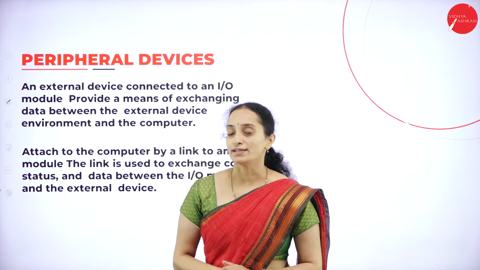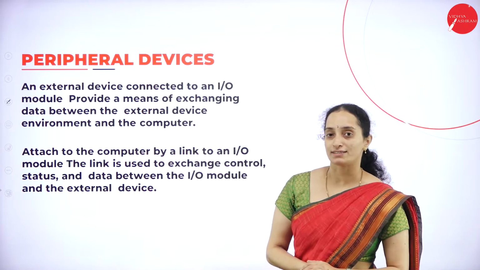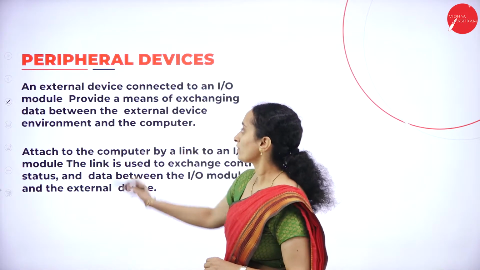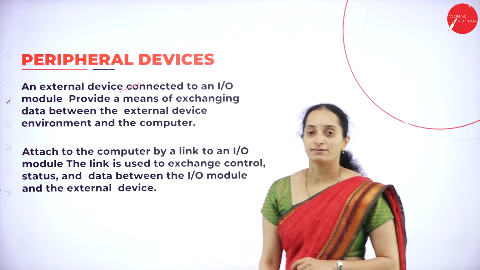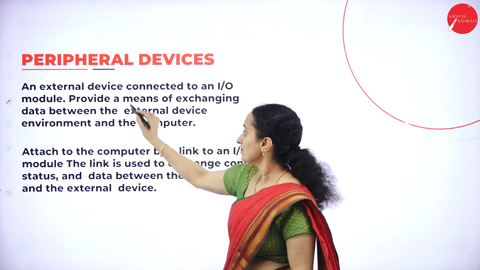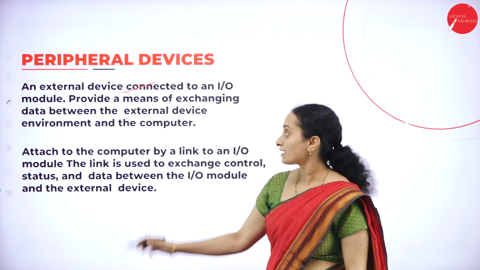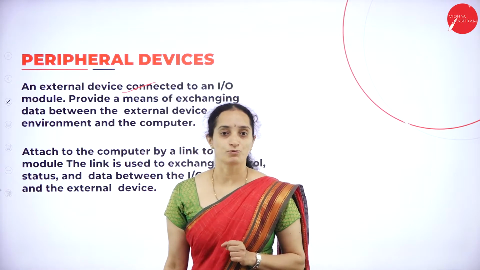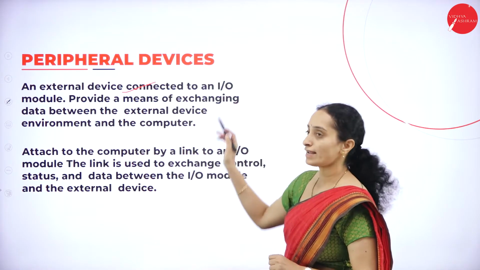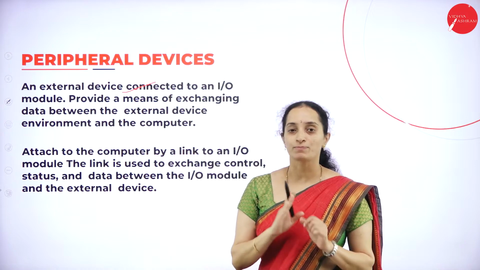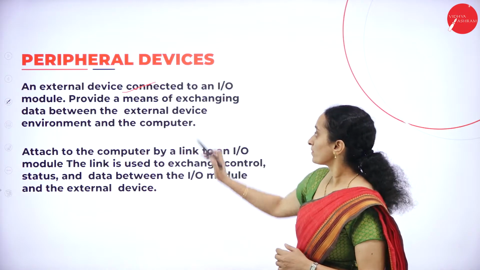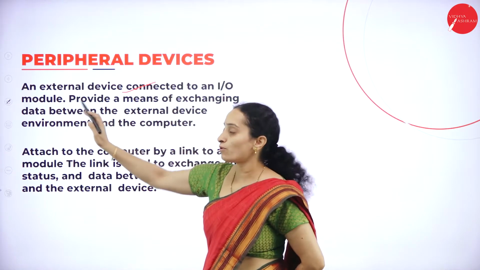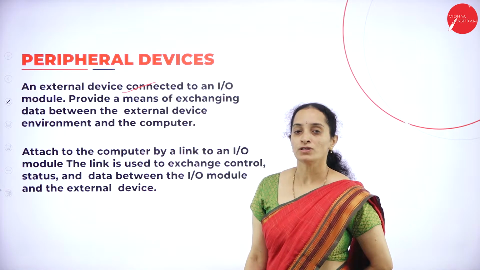Now, we shall look at some of the peripheral devices and their working in the computer. Okay. What is a peripheral device? A peripheral device is an external device connected to an I/O module or input-output module. In short, we will call it I/O, that is input-output. So, the external device is connected to an I/O module.